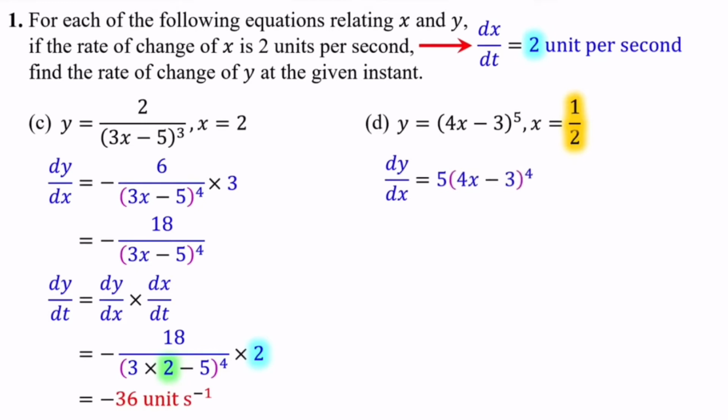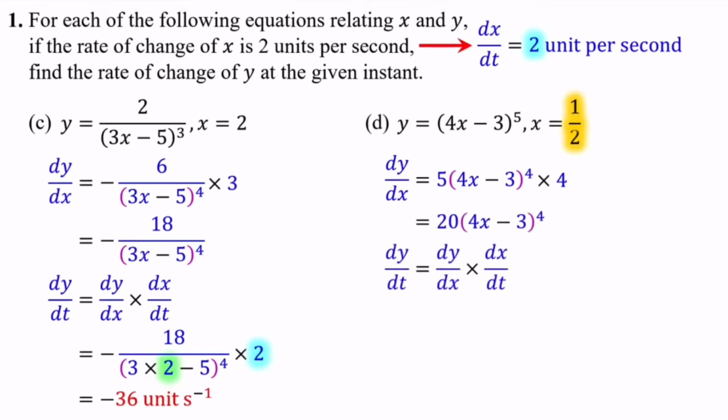So let's see d. First of all, we differentiate: it will be 5 times 4x minus 3 to the power 4. And don't forget, you have to differentiate the 4x minus 3, you get 4. So dy dx is 20 times 4x minus 3 to the power of 4, right? So we have to substitute the x equal to half, right? So 20 times 4 times half minus 3.